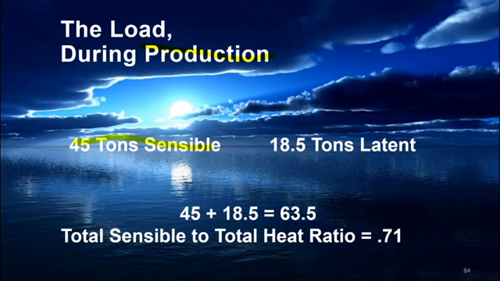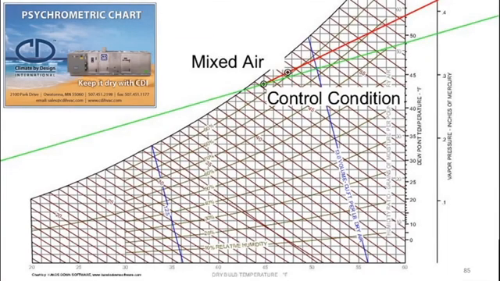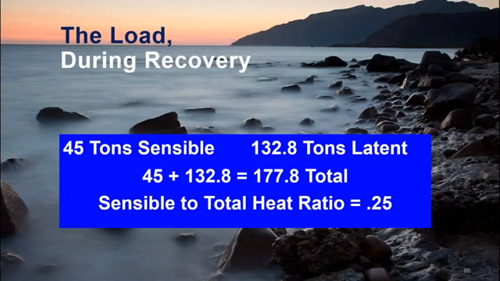What it works out to be is during production, there's 45 tons of sensible load in the space and only 18.5 tons of latent. So our total load is 63.5, and if I divide the sensible to the total, we get a heat ratio of 0.71. And that would look something like this on our psychrometric chart. There's our control condition. Here's the slope of the line during production.